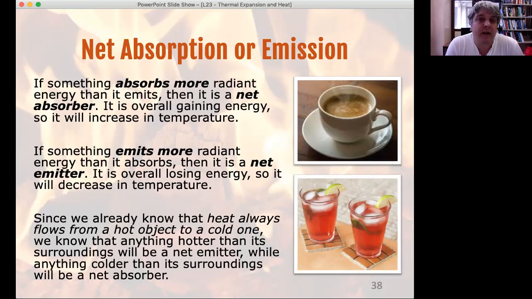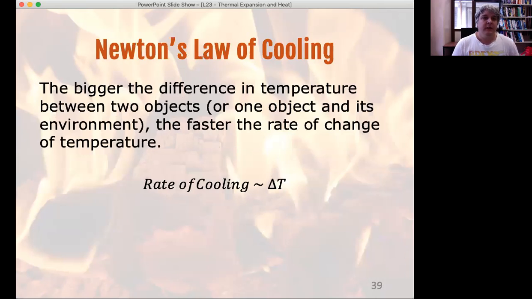A cold object, like a drink with ice in it, is going to be absorbing more energy than it is emitting, so it will be a net absorber and it will increase in temperature until again it reaches the same temperature as its environment. So in general, things are going to come to the same temperature as their environment. That's why we have things like fridges and freezers. We make an environment that is permanently colder than the outside environment, the room temperature. When we put an object into that fridge, it will come to equilibrium with the fridge environment, and therefore it will come down to the temperature of the fridge.